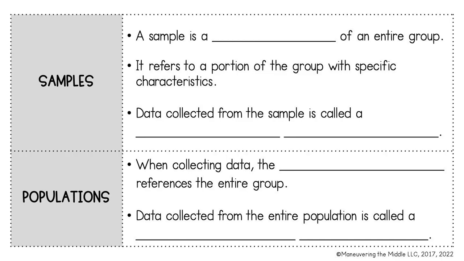The first thing we need to know is samples. A sample is a subset of an entire group. That just means, like, you have all the 7th grade, and a sample of that would be all the kids who have Miss Washington as their math teacher. So it refers to a portion of a group with specific characteristics. Data collected from the sample is called a sample statistic.